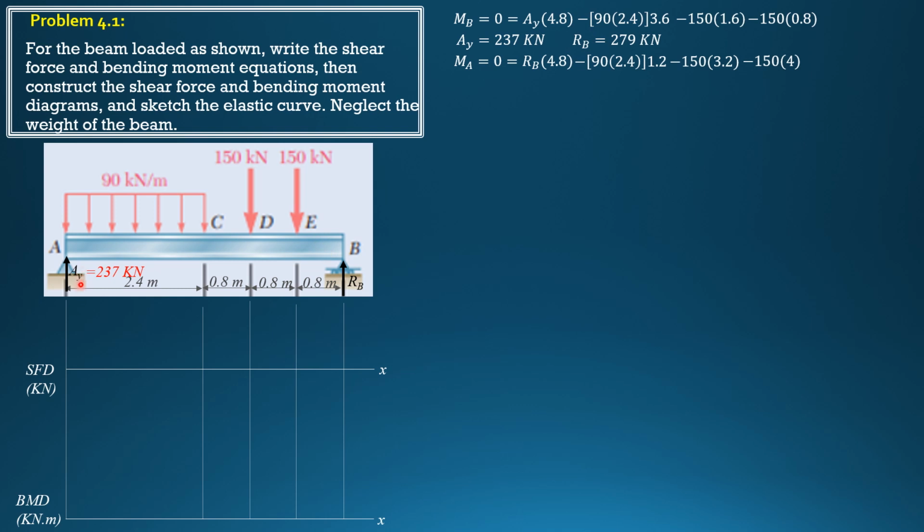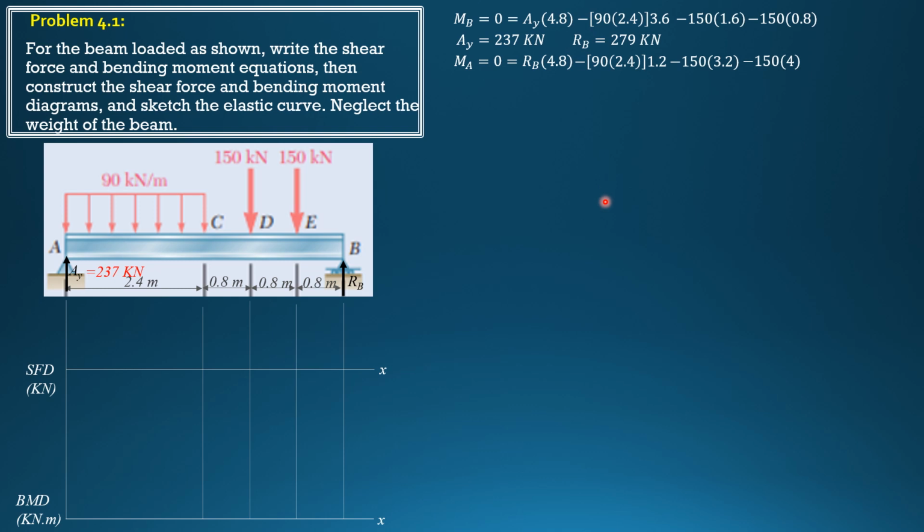Then you have to check 237 minus 279, do not show here, then minus 90 times 2.4 minus 150 minus 150. If it is 0, then that guarantees that all these reactions are correct.